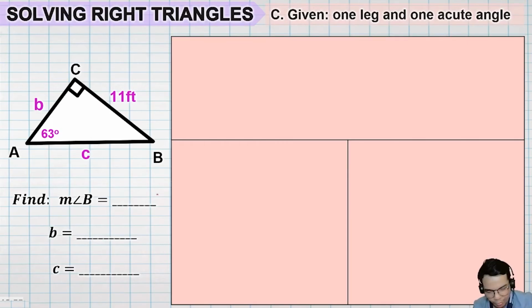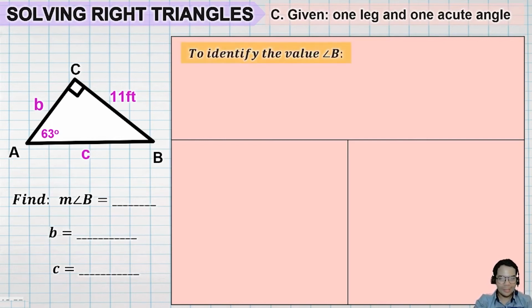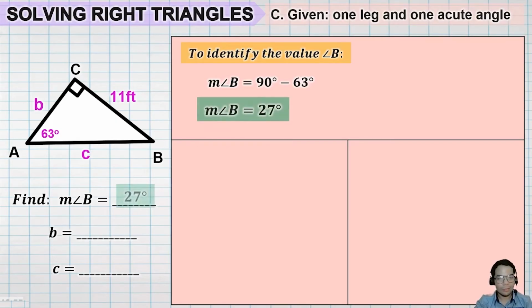Now, isa sa mga unang pinakamadaling isolve dito is yung sukat ng angle B. So what we can do is to just, katulad ng ginagawa natin sa last part kanina, since we're given already with angle A, we can subtract that value, 63 degrees, to identify the measurement of angle B. So that's gonna be 90 degrees minus 63 degrees. So, tapos agad sa angle B, 27 degrees. O, di ba? Ang dali lang. Ayan. So, dyan na mahinto yung sukat ng mga acute angles natin.